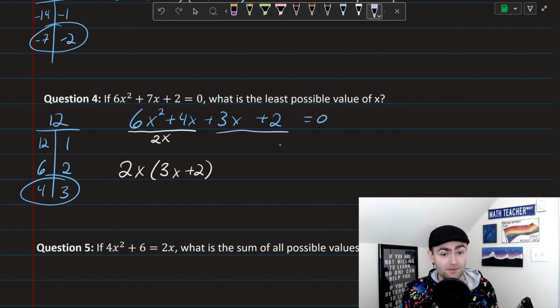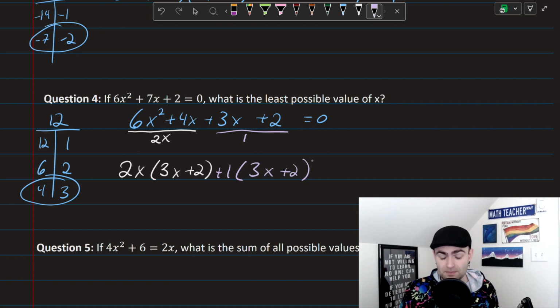What's the greatest common factor here? Well, 3 and 2 share no common factors, and there are no x's, so their greatest common factor is just 1. So plus 1, and we can then rewrite this as 3x plus 2, because we didn't really take anything out. We factored out a 1. It really doesn't change anything.